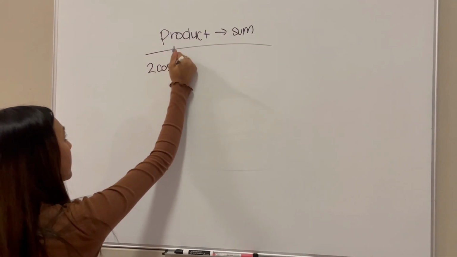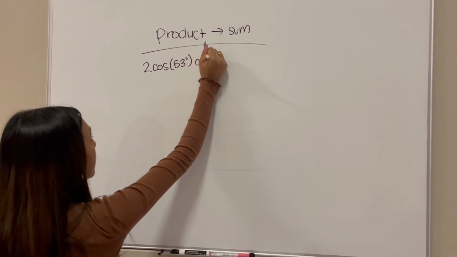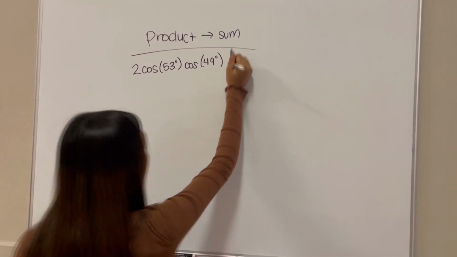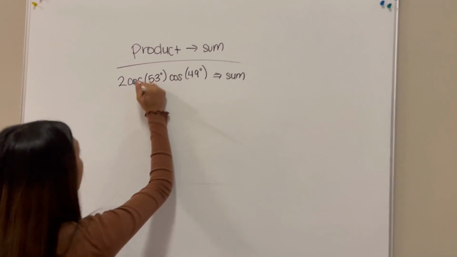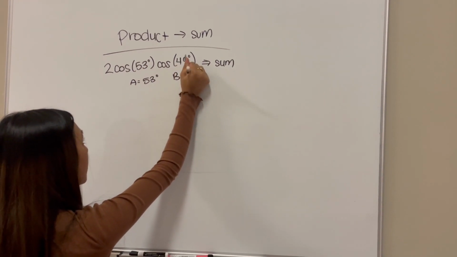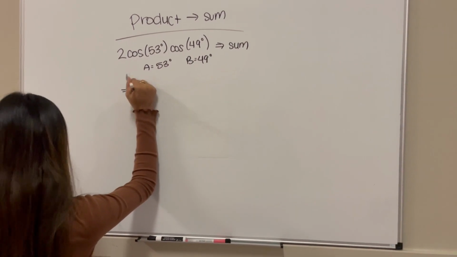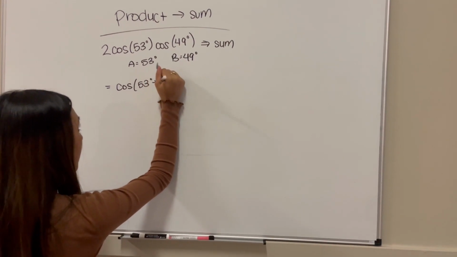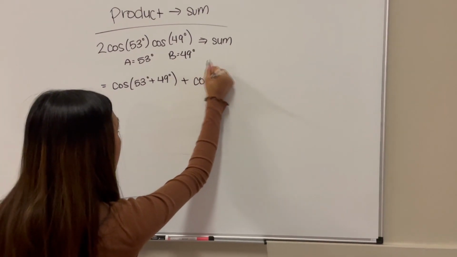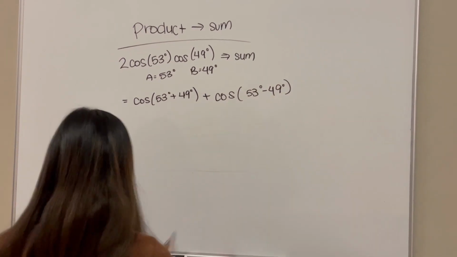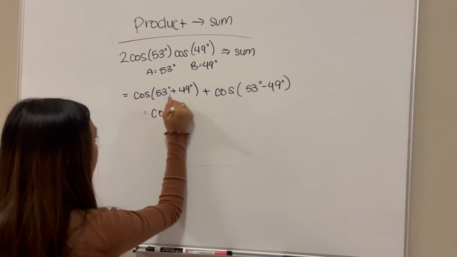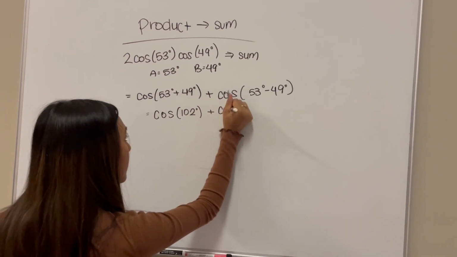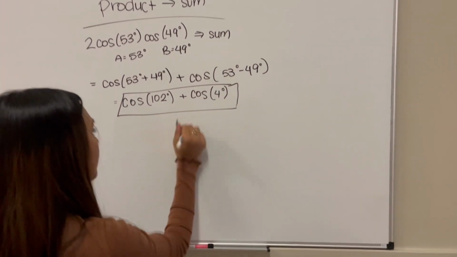Now for an example of product to sum, we have 2 cosine 53 degrees cosine 49 degrees, and we are trying to rewrite that into a sum. So a is 53 degrees and b is 49 degrees, and by using the proof that we have already solved, we can rewrite that into cosine of 53 plus 49 plus cosine 53 minus 49 degrees. And we are left with cosine 102 degrees plus cosine 4 degrees.